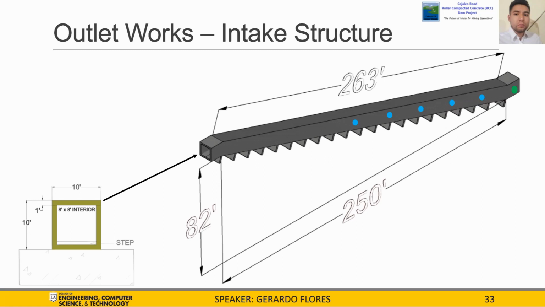The incline length of the structure is 263 feet, with shear keys on the bottom of the incline section to prevent sliding. The top of the structure will be at an elevation of 82 feet from the ground. The dimensions of the intake structure are shown on the image to the left. The following slides will go into more detail explaining how we came up with our design.